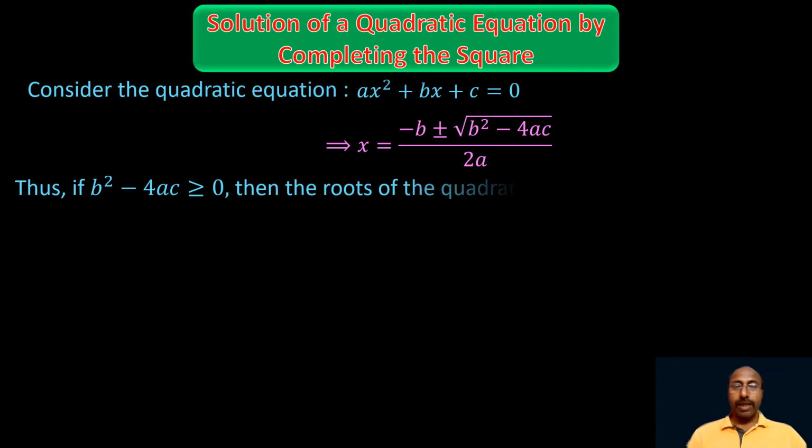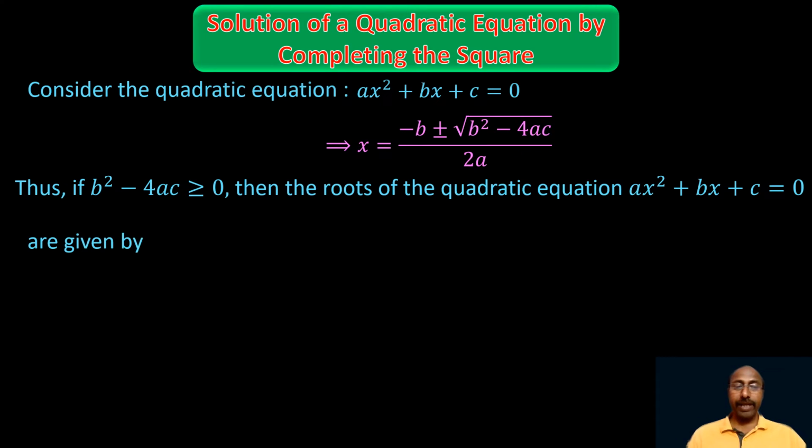So if b square minus 4ac is greater than or equal to 0, then the roots of the quadratic equation ax square plus bx plus c equal to 0 are given by x equal to minus b plus or minus under root b square minus 4ac, whole by 2a.